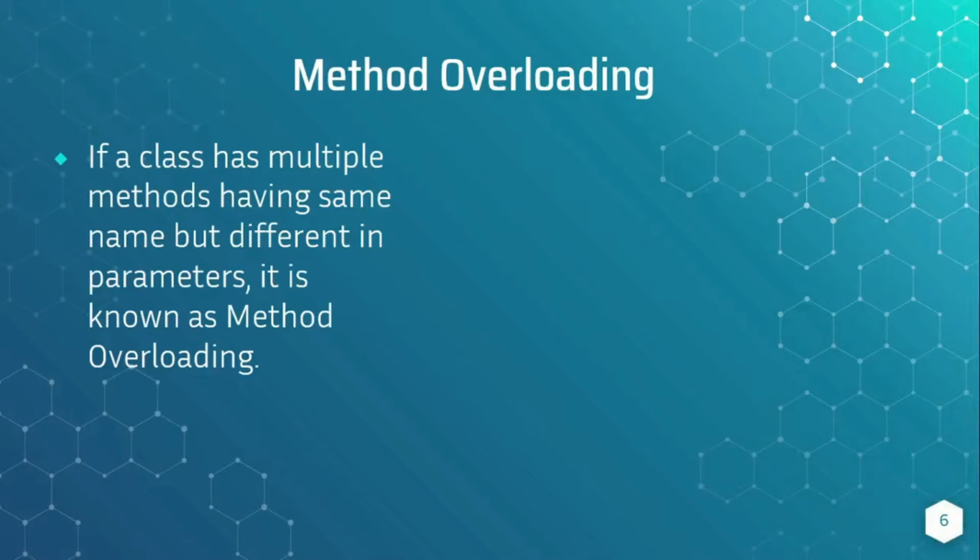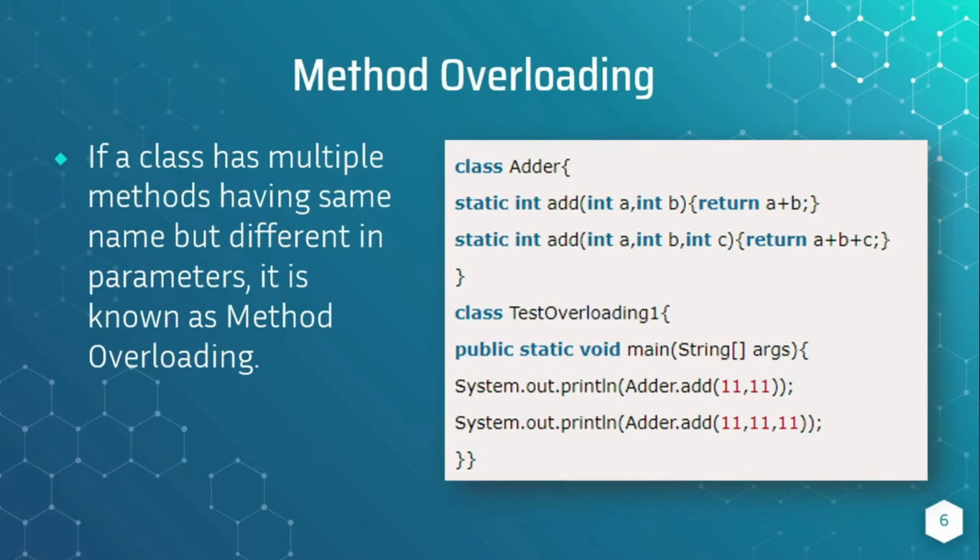Method overloading. Method overloading is a feature that allows a class to have more than one method having the same name if their argument lists are different. It is similar to constructor overloading in Java that allows a class to have more than one constructor having different argument lists.